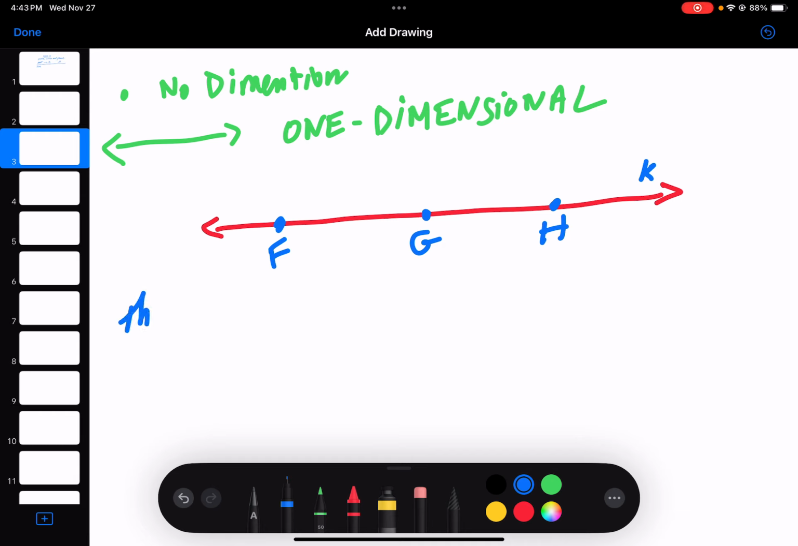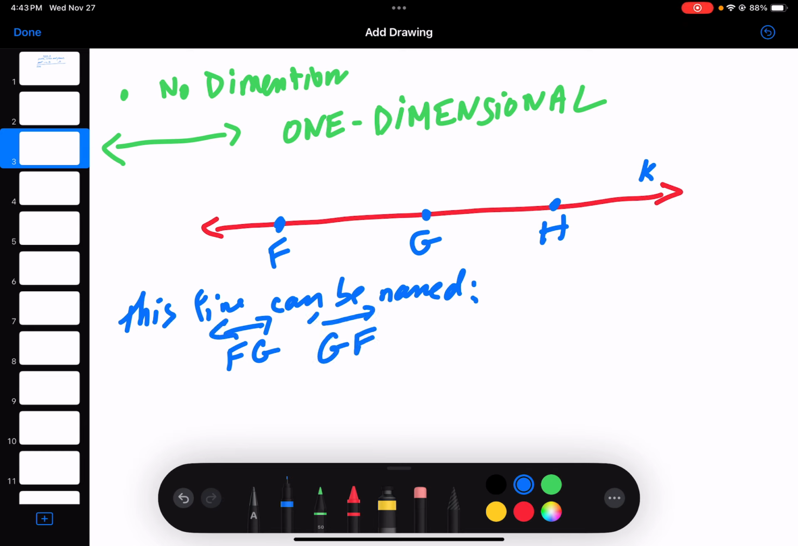So, this line can be named the following way: FG, GF, FH. I mean, any combination of those points, F, G, H, would qualify as naming the line appropriately. Or we can simply use the cursive letter K.